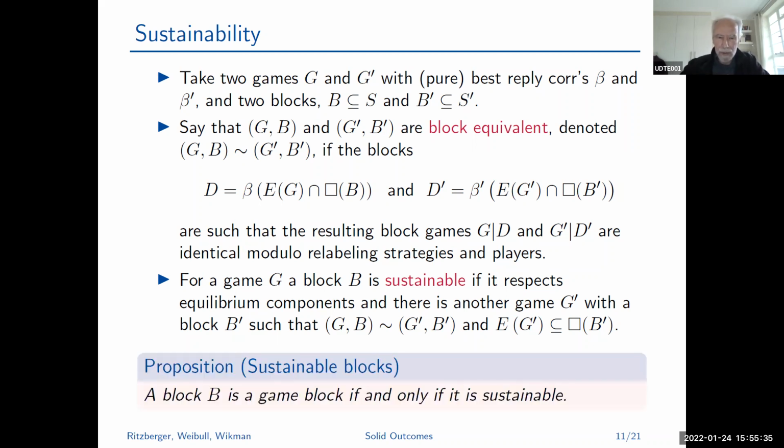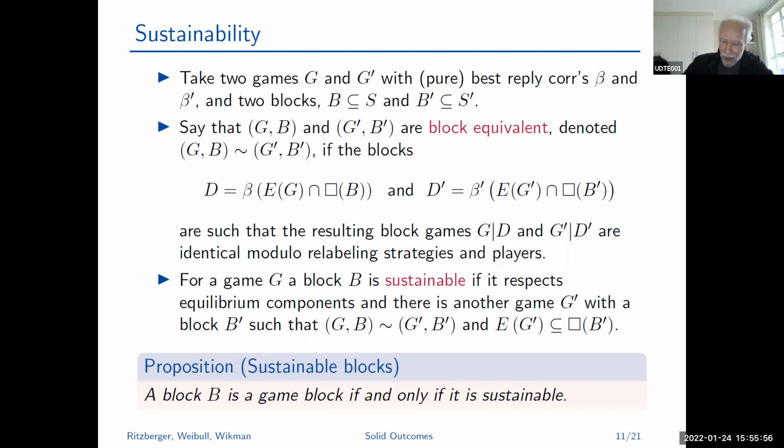And then the proposition says this actually characterizes game blocks. So a block is a game block if and only if it is sustainable. It's the same thing. Okay. So that's our description of our solution concept.